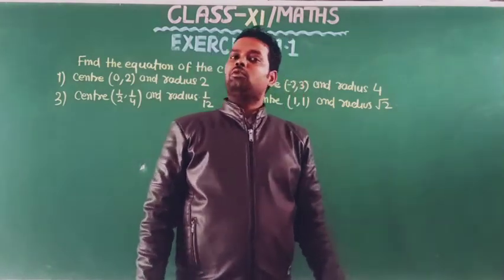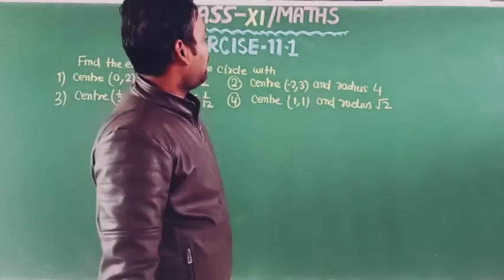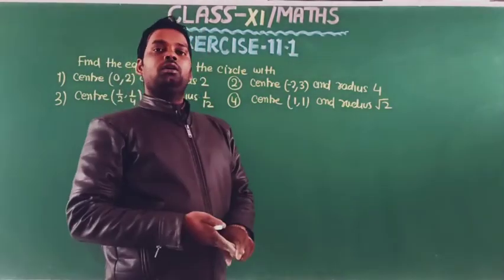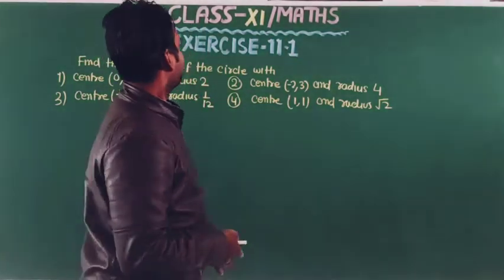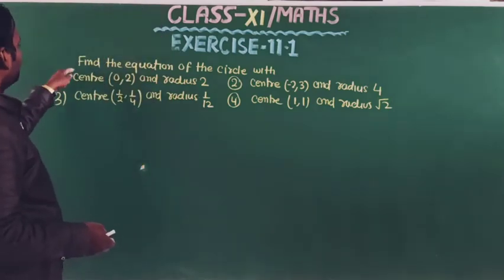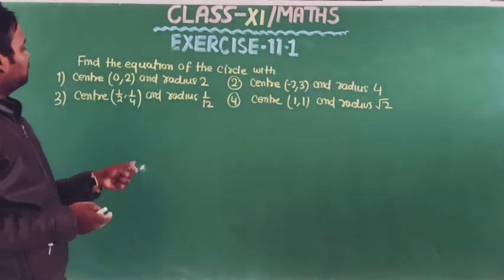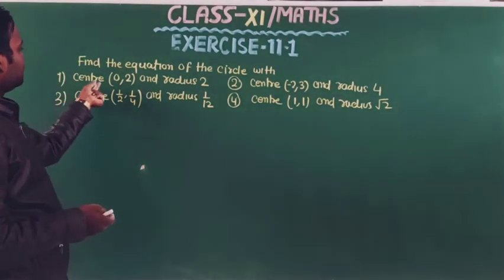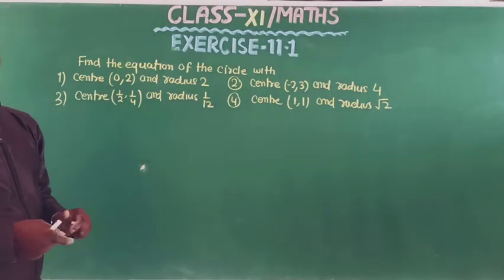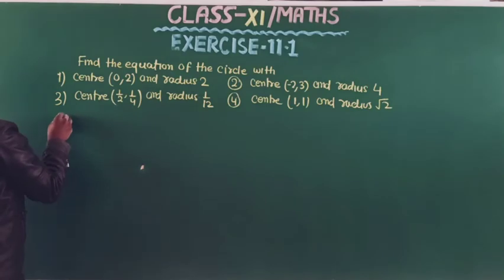Now I am going to solve exercise 11.1 onward. Question number first. Find the equation of circle with center (0, 2) and radius 2. Okay, so the solution of first part.